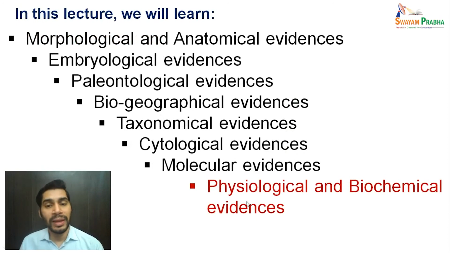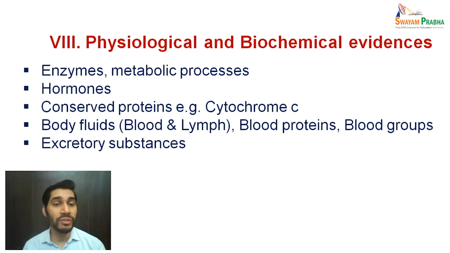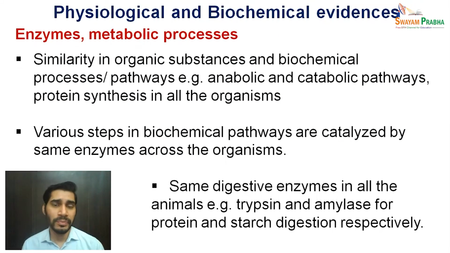Let us move to the last series of our evidence, which comes from the fields of physiology and biochemistry, under which we will discuss the various enzymes and metabolic processes, the hormones, the conserved proteins like cytochrome C, the body fluids which may comprise blood and lymph, blood proteins, blood groups, and various excretory substances. They also represent an example of evolutionary evidence. Let us see how, starting with enzymes or metabolic processes.